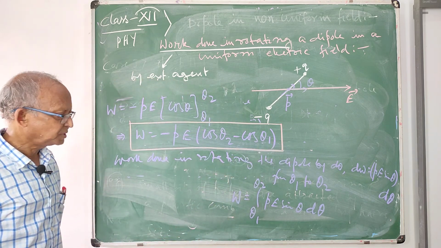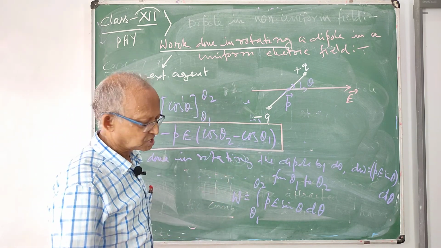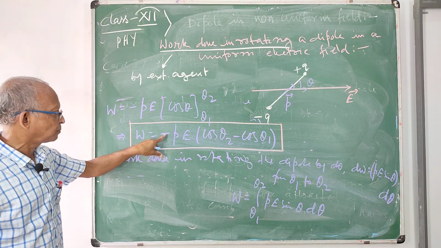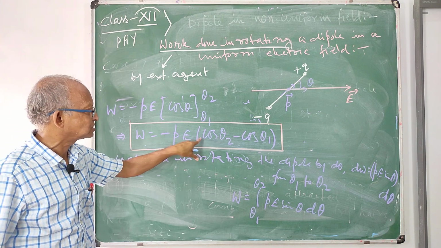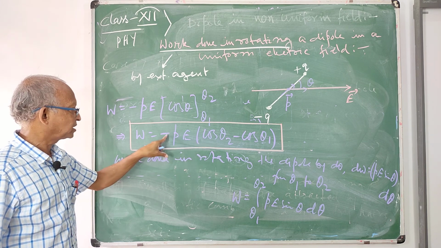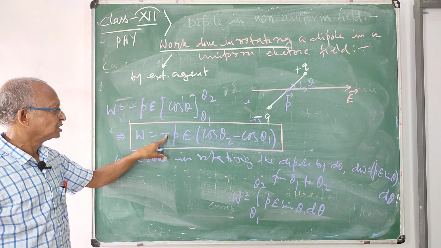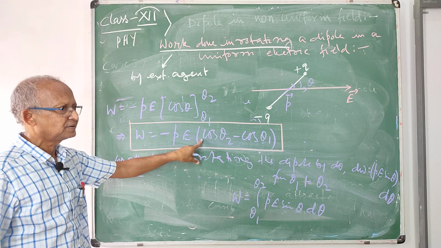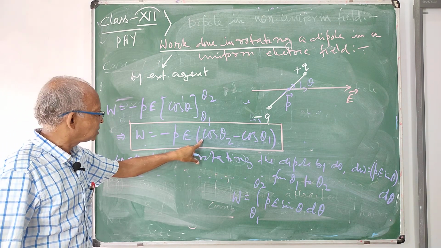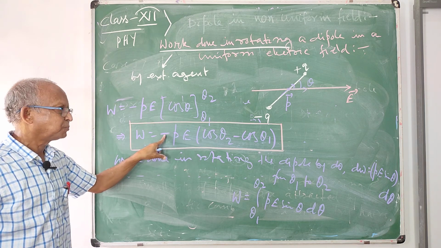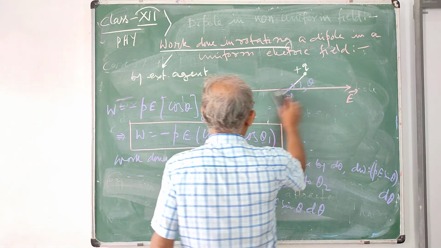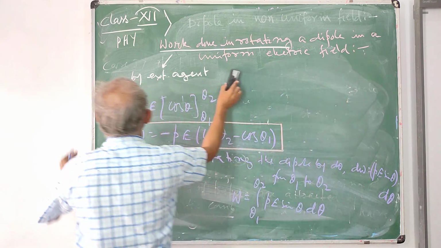Okay, minus P E cos theta 2 minus cos theta 1. Understand? Purposely I have not operated the minus with the bracket. I have kept the minus as it is. We shall learn the utility of keeping this minus sign outside the bracket when we study the potential energy of the dipole. Okay? Now let us check this in some examples.